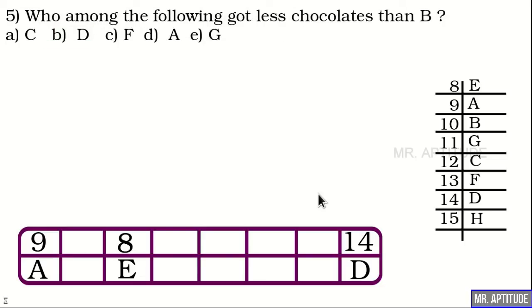Now let me go with another question. Question number 5. Who among the following got fewer chocolates than B? The given options are C, D, F, A, G. And you have sufficient information here. We know that B has got 10. Your answer will be the person who got fewer chocolates than B. So my answer will be exactly one between these two, and E, which is not given in your options. So your answer will be A, and it's option D.